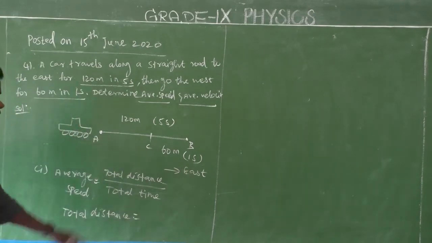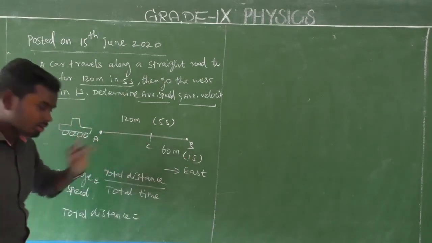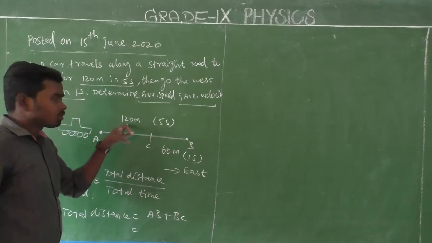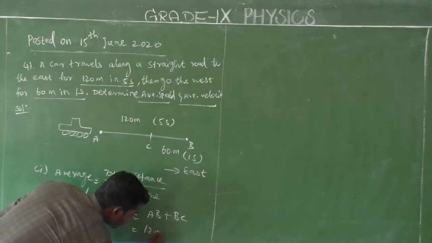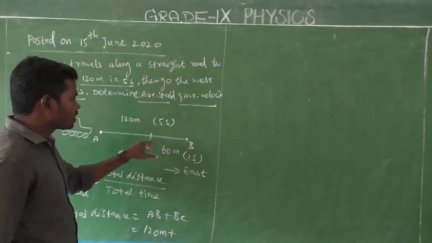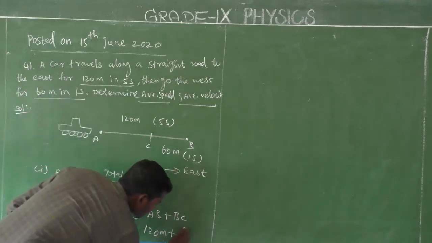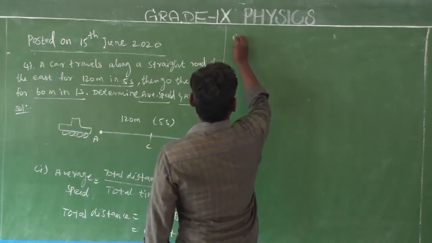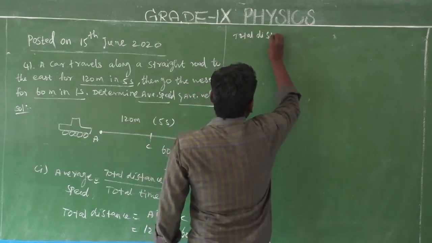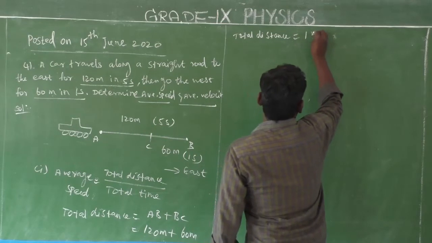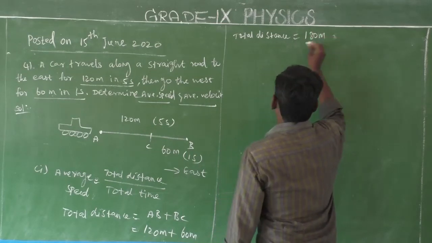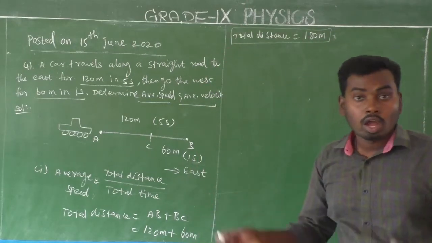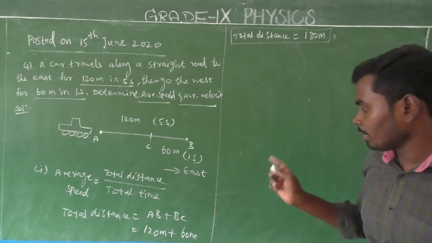Total distance is equal to AB plus BC. Am I right? Yes. AB value how much? AB is 120 meters. Plus this BC value, just 60 meters. So totally how much? Total distance is equal to 180 meters. 120 plus 60 is equal to 180 meters.